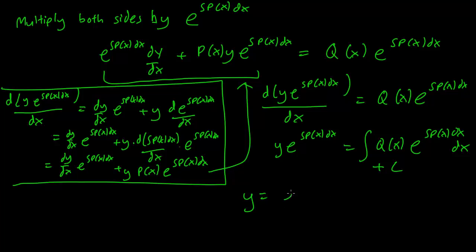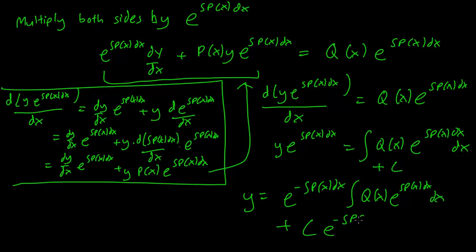y is going to be equal to e to the minus antiderivative of p(x) dx, times the integral of q(x) e to the antiderivative of p(x) dx, plus c. Now this is going to be our general solution. And of course, if we have an initial value problem or have some other information, we can solve for c.